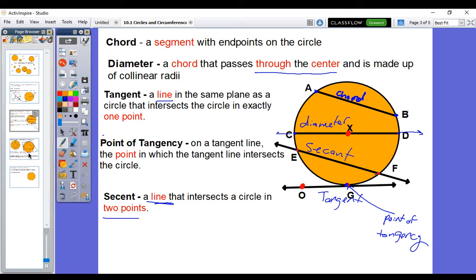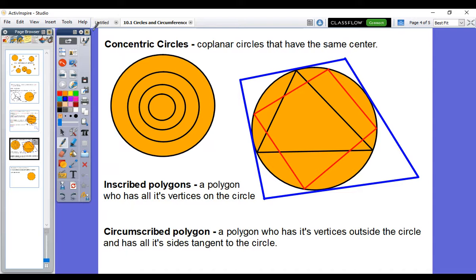All right. That being said, look at concentric circles. Concentric circles are circles that all have the same center. So here we have four circles that all have the same center. The most popular kind of concentric circles is a bullseye. We think of a bullseye when we're talking about concentric circles.